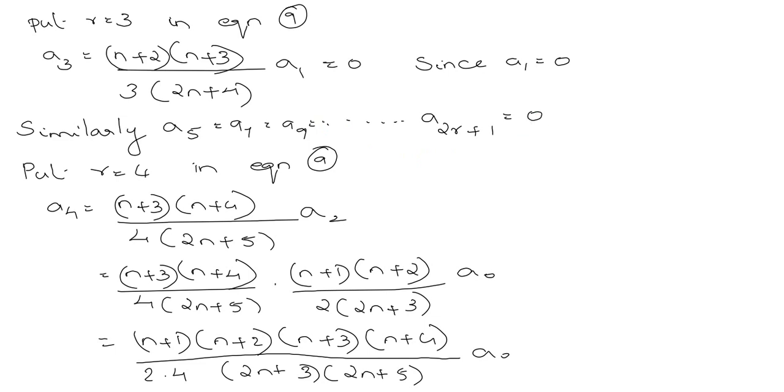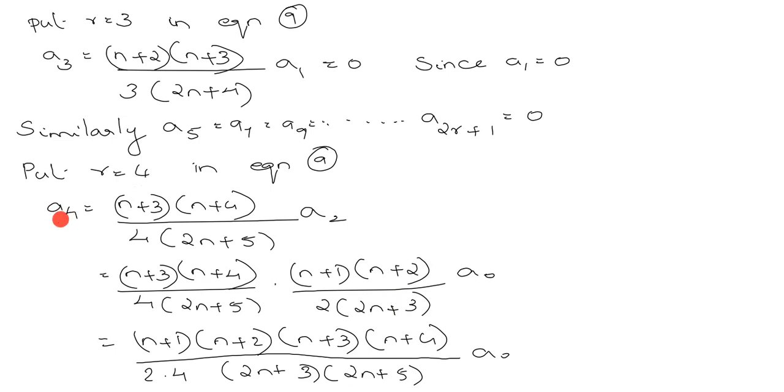Now putting r is equal to 4 in equation 9, we can write a4 is equal to n plus 3 into n plus 4 by 4 into 2n plus 5 into a2. And we can substitute for a2 in terms of a0 here. Substituting for a2, which is n plus 1 into n plus 2 divided by 2 into 2n plus 3 into a0, we can write n plus 1 into n plus 2 into n plus 3 into n plus 4 into a0 divided by 2 into 4 into 2n plus 3 into 2n plus 5.